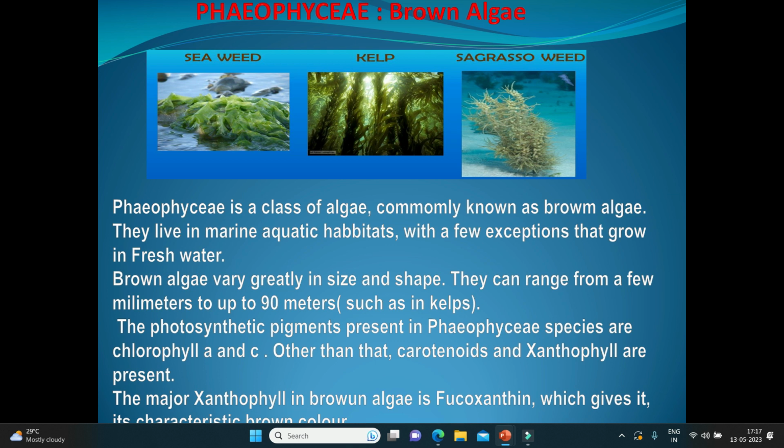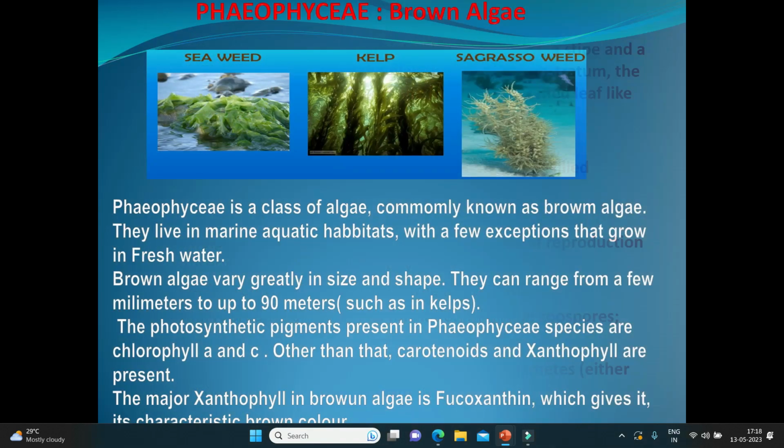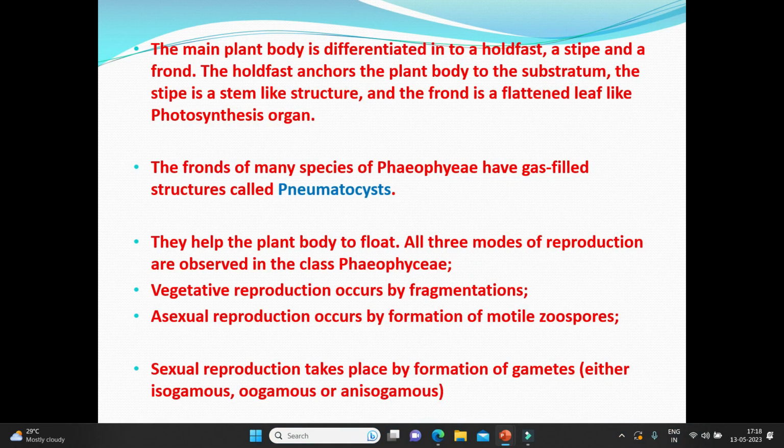The photosynthetic pigments present in Phaeophyceae species are chlorophyll a and c, and other than that, carotenoids and xanthophyll are present. So carotenoids are the yellow or orange or red organic pigments that are produced by algae, and xanthophylls are also a major division of the carotenoid group. And the brown algae vary greatly in size. As I told, the major xanthophyll in brown algae is fucoxanthin, which gives the characteristic brown color.